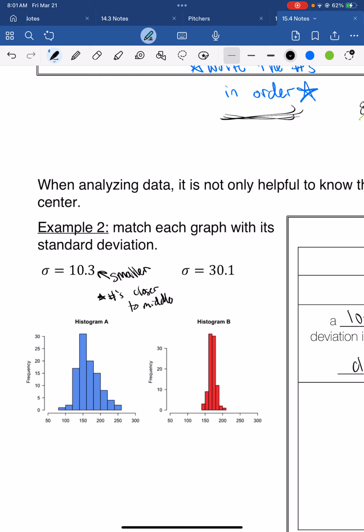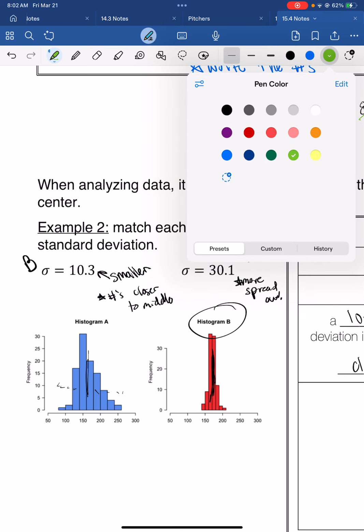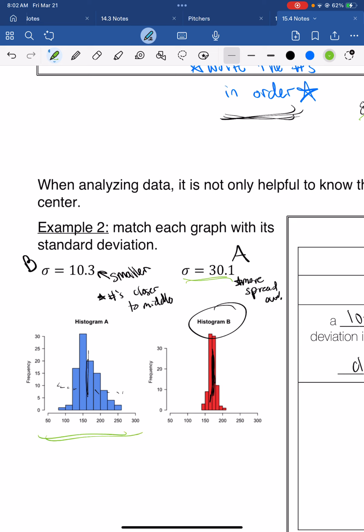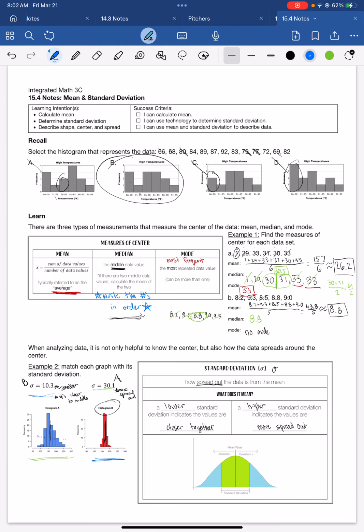All right, so in this case, the numbers that are closer to the middle would be histogram B, because they are all kind of grouped up here in the middle, whereas in this one, they're spread out this way and spread out to the left. So this would be histogram B, and this would be histogram A, because this one is more spread out. All right, so I guess I can label it with some colors. This one, 30, goes with this, and then this one goes over here with histogram B. Okay? All right. So not too bad so far.